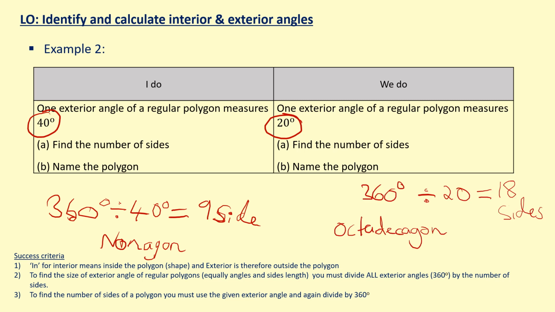Here's your answers. So it has 18 sides and it is an octadecagon. So if you didn't know that, now you do. Make note. Press play when you're ready to move on. Pause it now, just to get anything down that you haven't got.